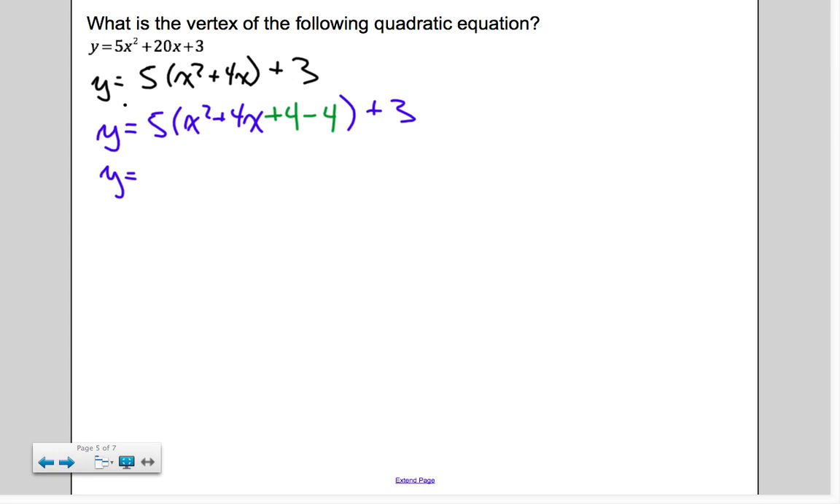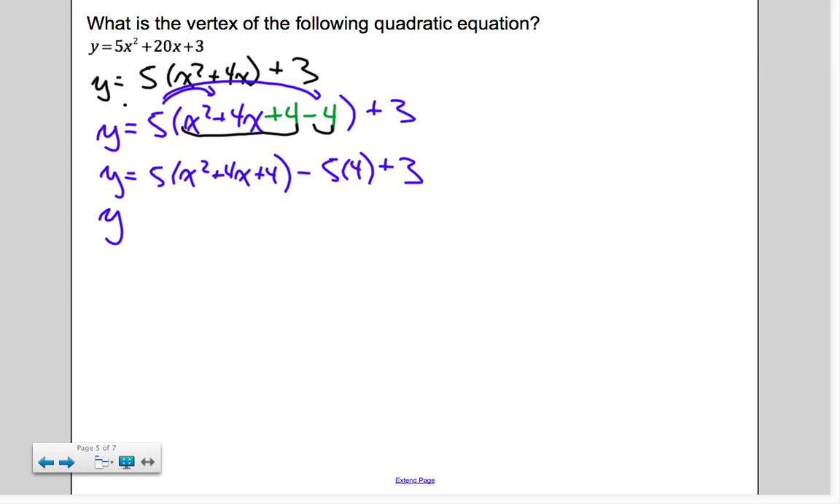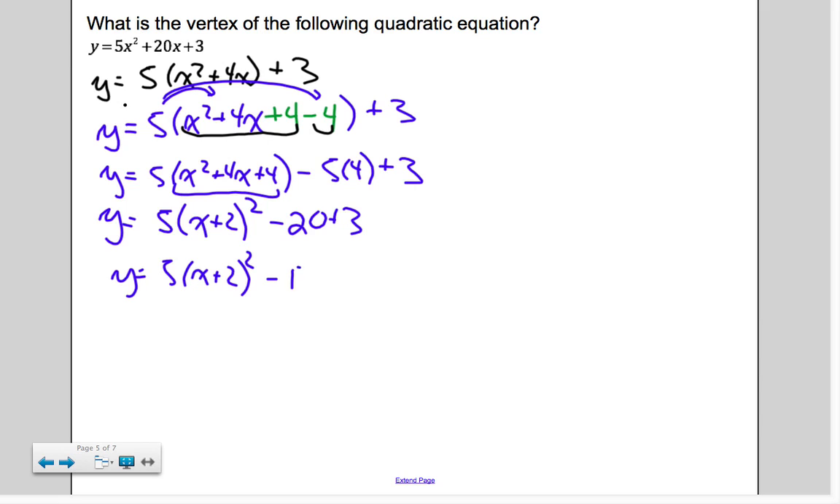And what I'm going to do is sort of group this together and this together and distribute the 5. So I get 5 times x squared plus 4x plus 4 minus 5 times 4 plus 3. So the whole purpose of me doing this was now I know that's a perfect square trinomial, which is x plus 2 quantity squared, and I get minus 20 plus 3. So I get y is equal to 5 times x plus 2 squared minus 17.